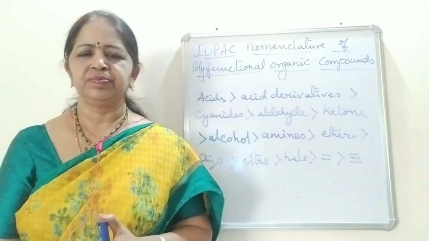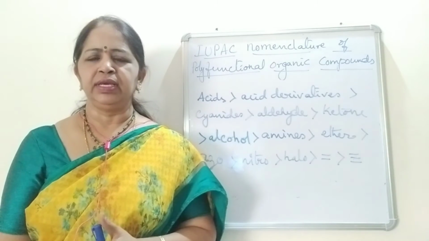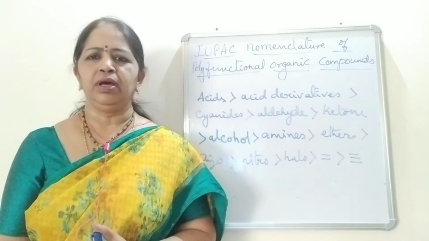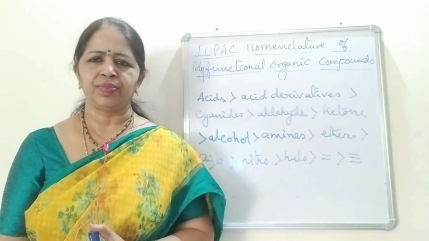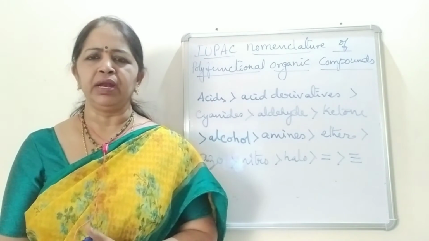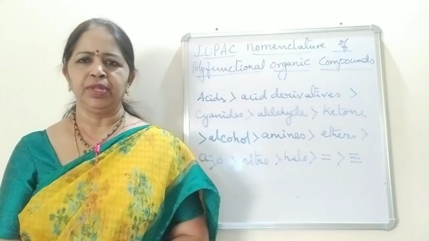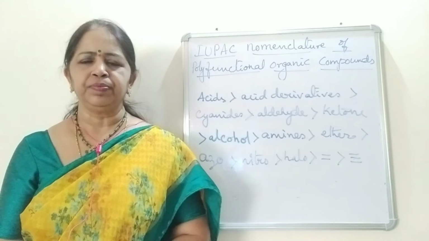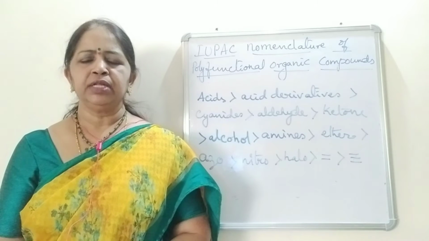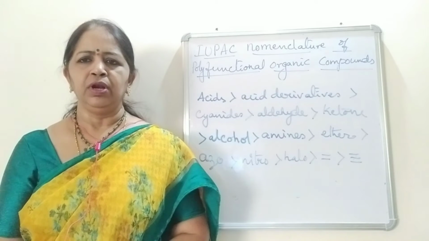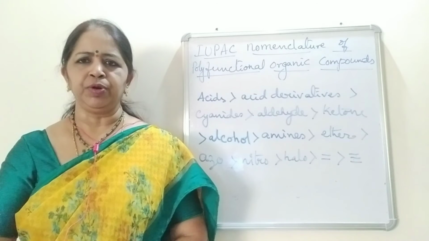Hello students, today let us see the nomenclature of polyfunctional organic compounds. What is the system of naming an organic compound? That is the IUPAC system. In this IUPAC system, basically it consists of two rules, longest chain rule and least sum rule.